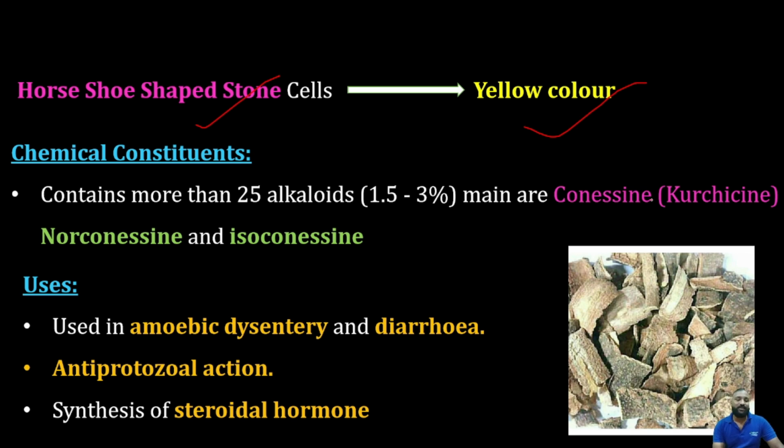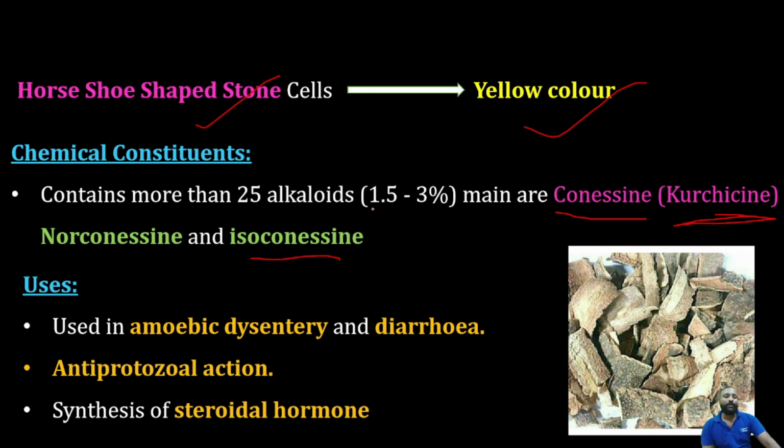The chemical constituents are mostly conessine. You should remember conessine, the chemical known as conessine, which also has isoconessine and norconessine. The bark contains about 2.5% alkaloids, of which 1.5 to 3% are mainly conessine, kurchicine, norconessine and isoconessine. You should definitely remember these chemical constituents.